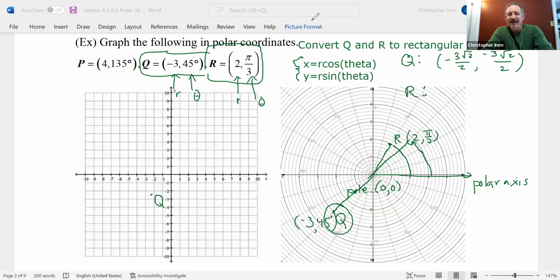All right, great, everybody. So 1, 2 over square root of 3. Ugh, I made a mistake. A new message: 1, square root of 3 over 2. Okay, 1, square root of 3.